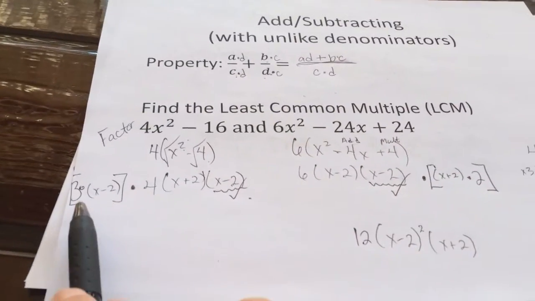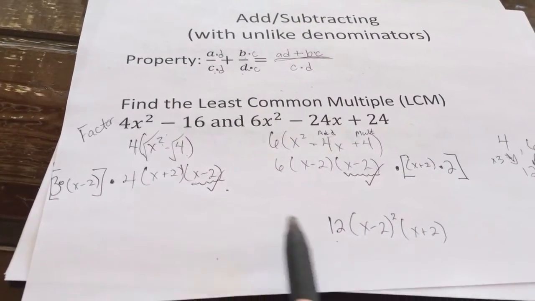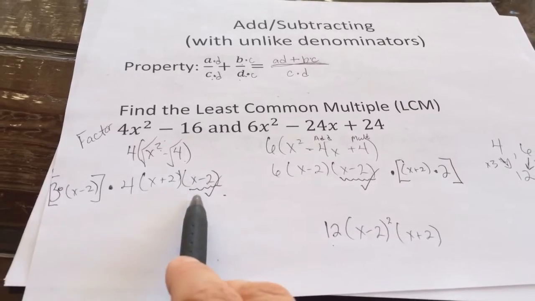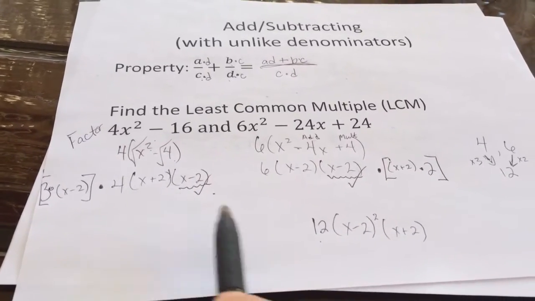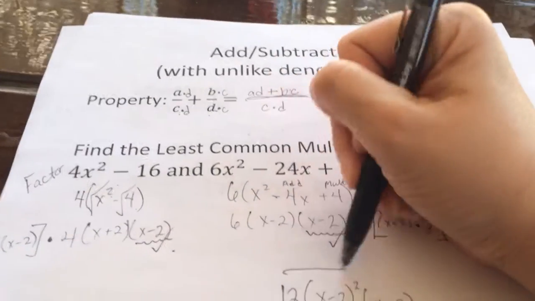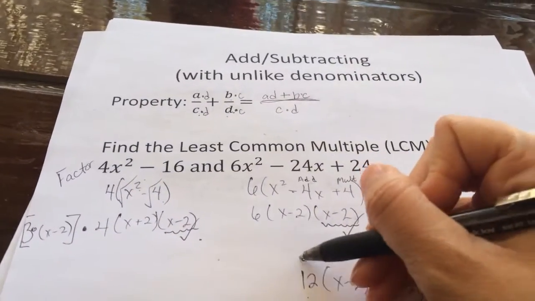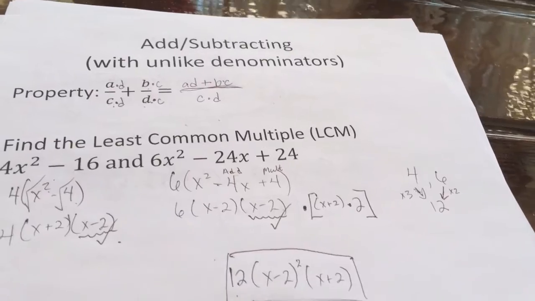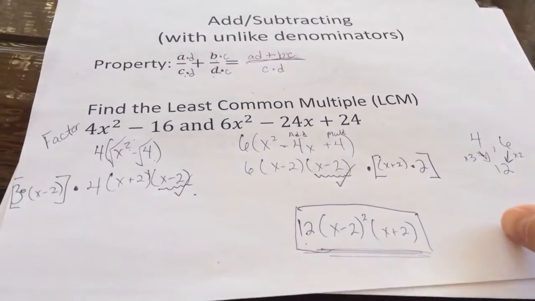And over here, if we do the same thing, 3 times 4 makes 12. I had 2 x minus 2 factors, and I have an x plus 2 factor. So now both of these have the same factors. This would be my common denominator. I'd have to get both of these to have this denominator before I could add.